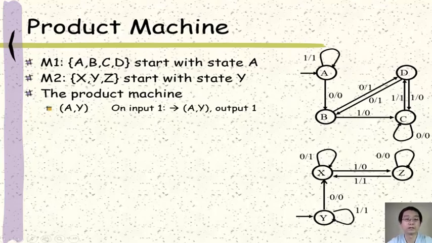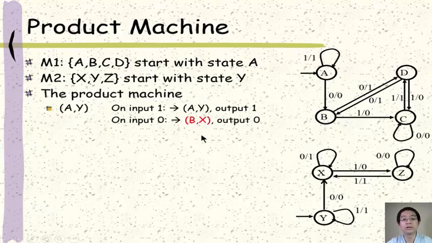Let's come back to this example. For the product machine, our initial state will be A and Y. On input 1, on the first part, A stays at A and outputs 1. And on the second part, Y stays at Y and outputs 1. As a result, they move to the same state AY, and they both output 1.